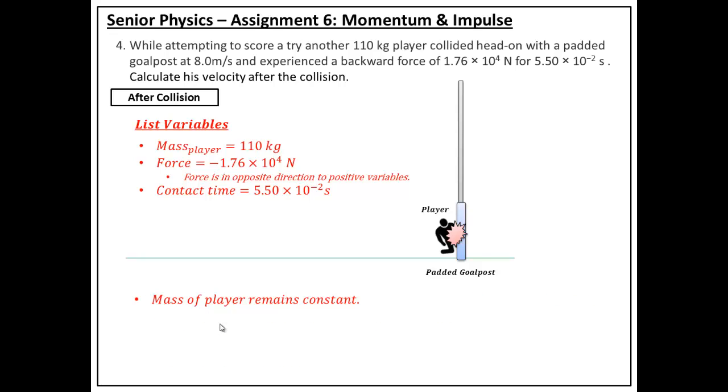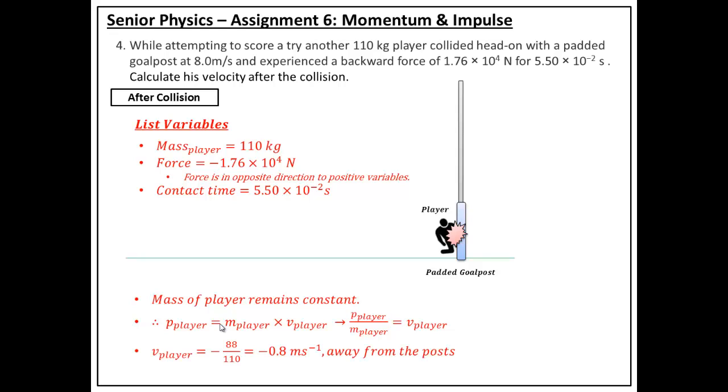We now need to rearrange our momentum equation to get the player's velocity as the subject, cancelling on one side of the equation and getting the velocity on its own. This gives us an answer of minus 0.8 meters per second. This negative tells us that the direction of the velocity is away from the post, which makes sense.